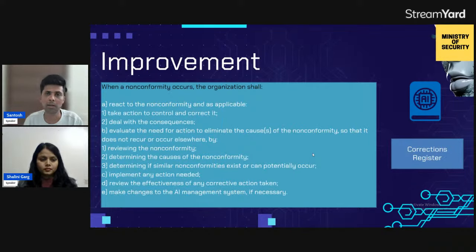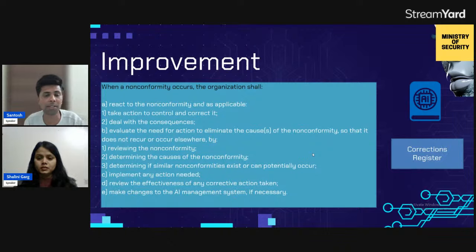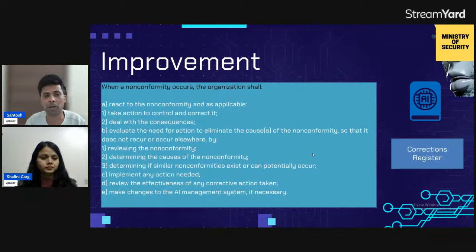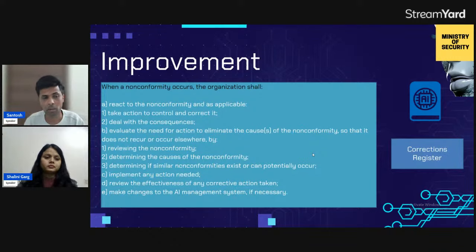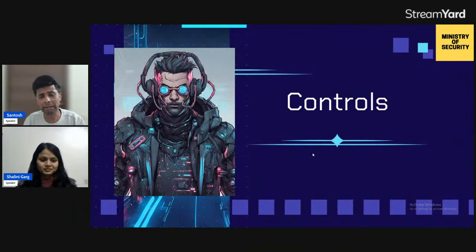The last part of the clauses is improvement. The outcome of your audits, the outcome of your risk assessment, how are you continuously monitoring and correcting them? That's what it talks about: non-conformities, and you need to take corrections immediately after any audits. So we talk about a corrections register as a documented format, which the auditor would be interested to look into. So on that note, I end the clauses.